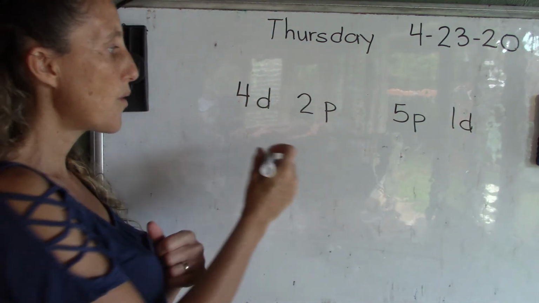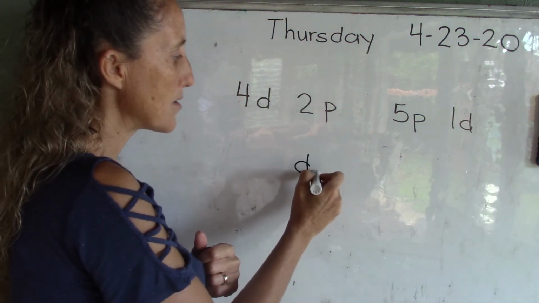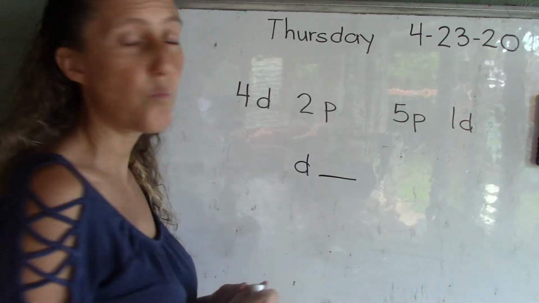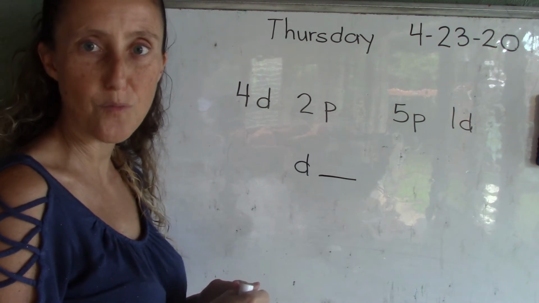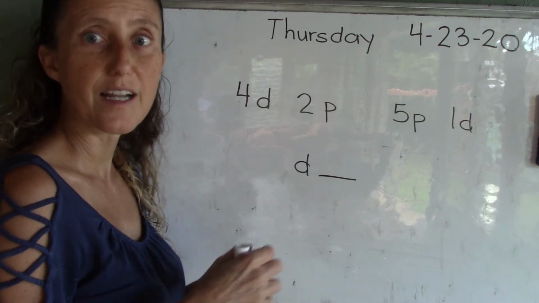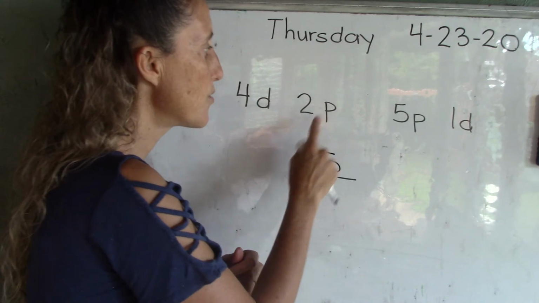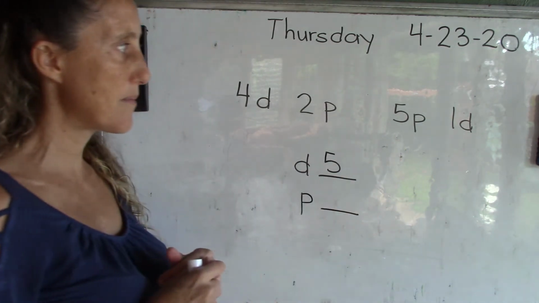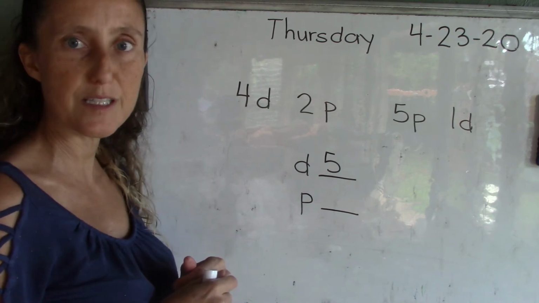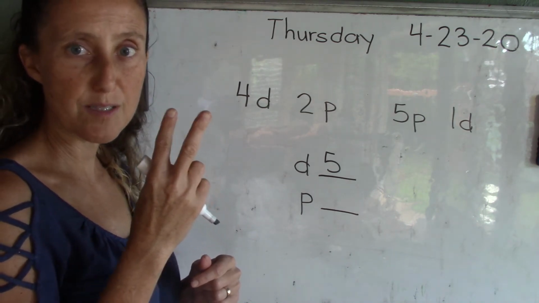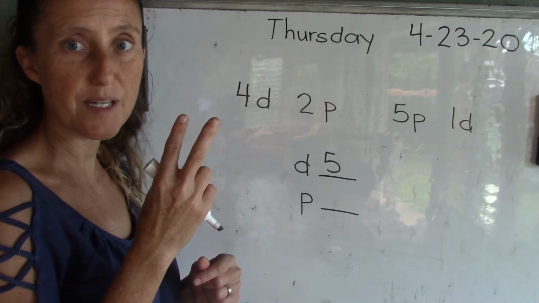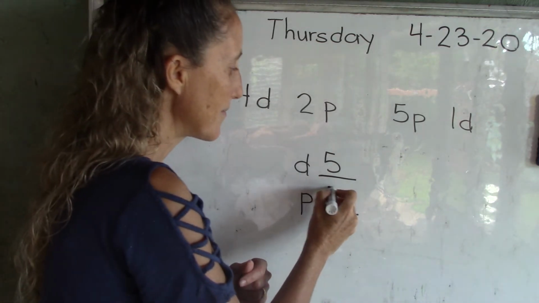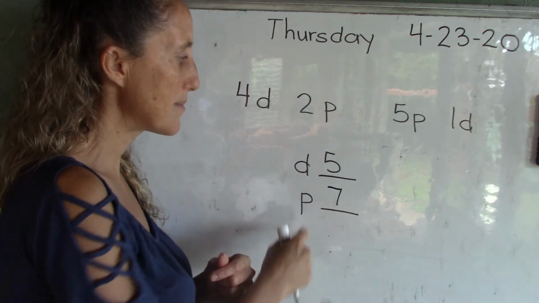Okay? So I'm going to ask you, how many dimes do you have together? You have 4 and your friend has 1. What is 4 plus 1? What is 1 more than 4? 5. And you have 2 pennies and your friend has 5 pennies. How many pennies is that? What is 5 plus 2? So I can hold up the smaller number 2 and say the bigger number and count on. 5, 6, 7. 7. So I have 5 dimes and 7 pennies.